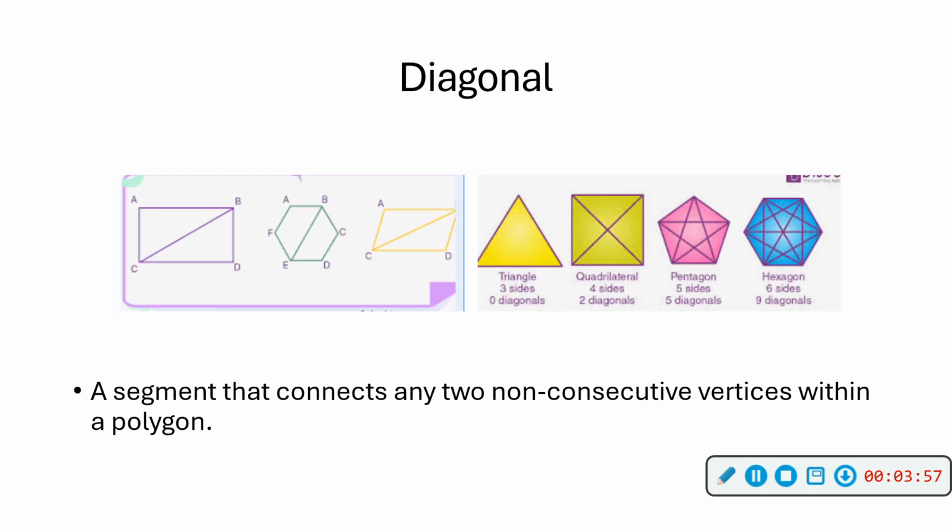And last is diagonal. A segment that connects any 2 non-consecutive vertices within a polygon. So we have several examples here. BC here is a diagonal in this rectangle. Again, they don't have it drawn here, but the ones for the triangle would be like we've been doing in class. See, the others are marked.